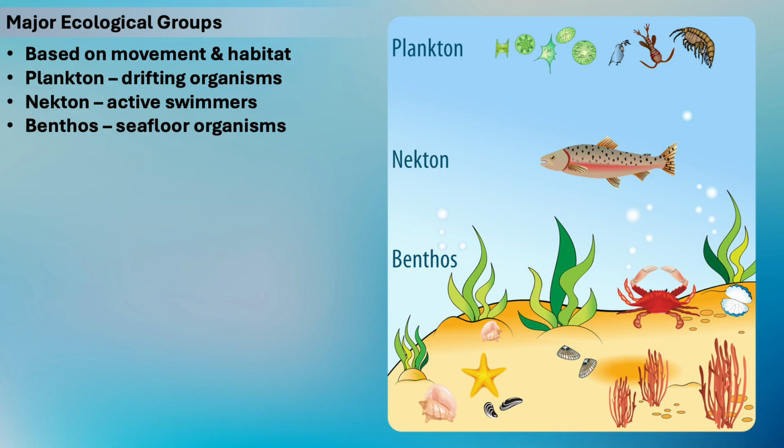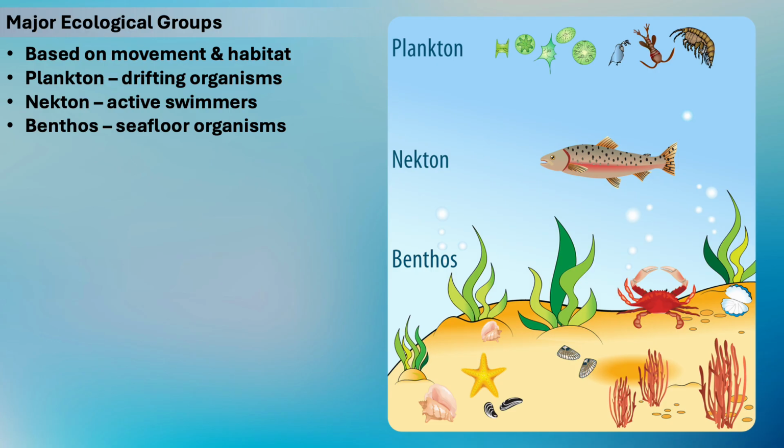Because they drift with currents, plankton often experience large-scale transport across ocean basins. This drifting lifestyle shapes their ecological strategies, reproductive patterns, and lifestyles.